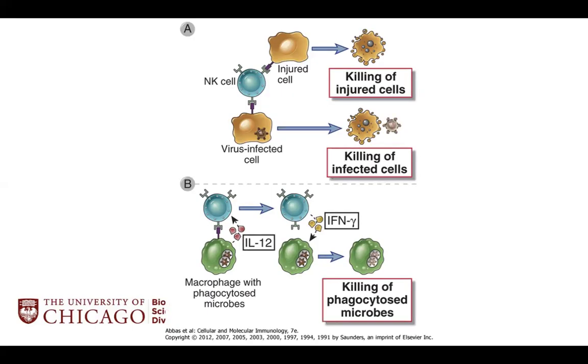So here is just an example of just that. It is an injured cell or virally infected cell, and your NK cell, through perforin and granzyme, is going to allow that to be killed off.